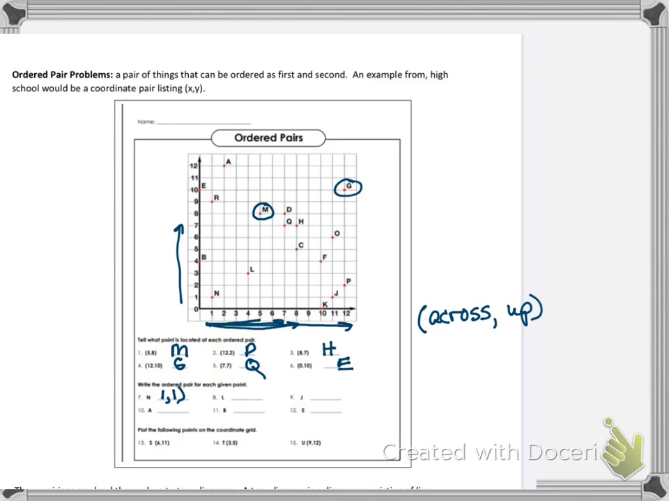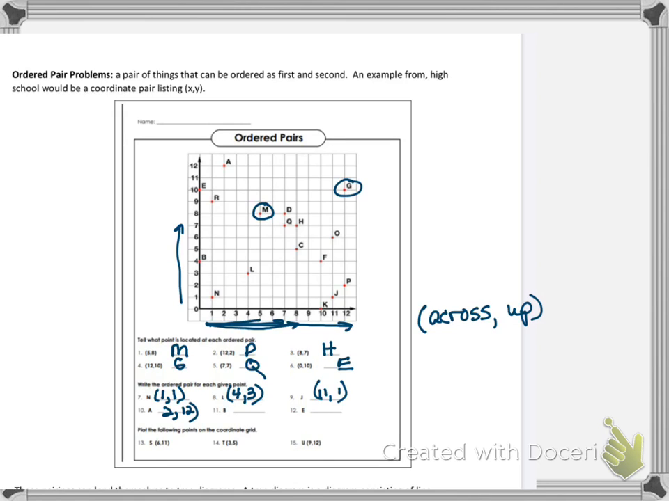I connect ordered pairs by a parenthesis, and by a parenthesis, and I put them in by a comma, and I put them in parentheses. Okay, L: to find L, I'm going to go over 4 and up 3. To find J, I'm going to go over 11 and up 1. To find A, I'm going to go over 2 and up 12.